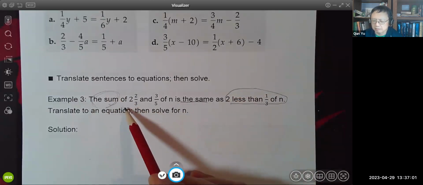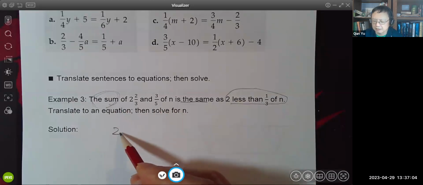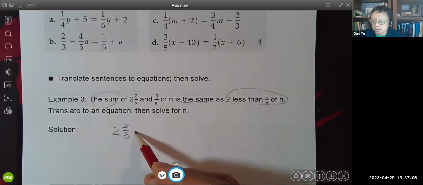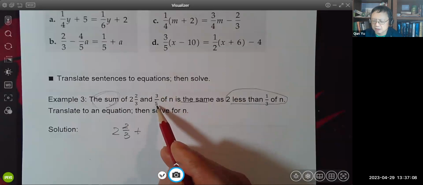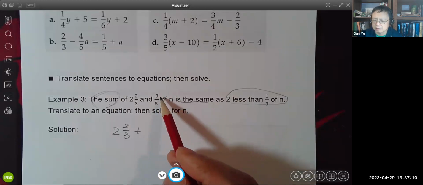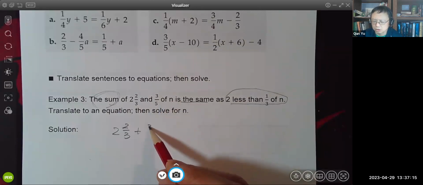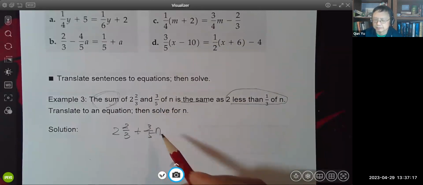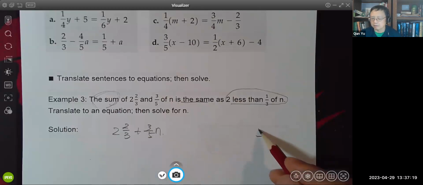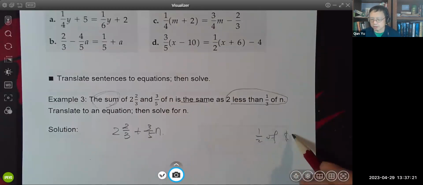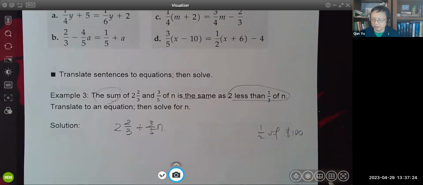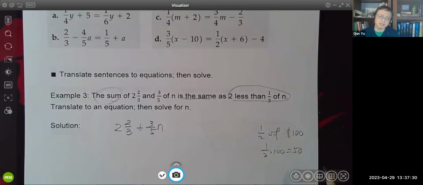So we need to do the sum first. Apparently, we need to add 2 and 2/3 and 3/5 of n. Whenever you have a fraction of something, you multiply them together. For example, half of $100. You know that's common sense, right? That's 50. How do you get 50? Half times 100. That's 50. So whenever you have a fraction of something, you multiply them together.